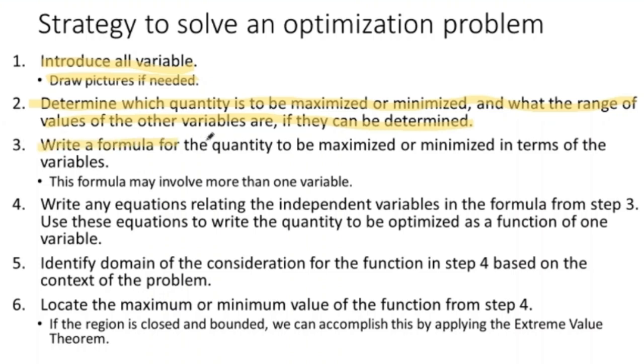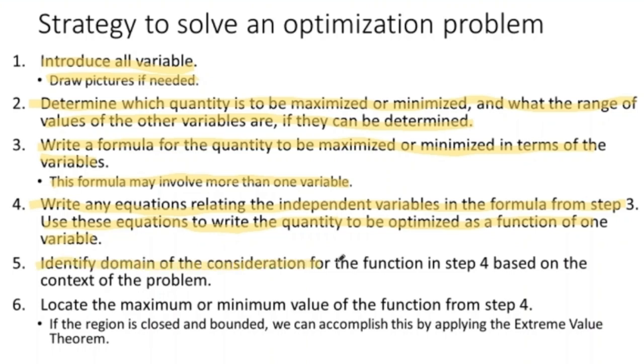From there, you want to write a formula for the quantity to be maximized in terms of the variables. And keep in mind, this formula may involve more than one variable to start. In situations where the equation that we've derived in step 3 has many independent variables, we do want to write an equation relating the independent variables in the formula from step 3. Using these equations, we can rewrite the quantity to be optimized as a function of a single variable. Steps 1 through 4 can be the hardest part of the optimization problem. However, if you are organized with the information, drawing pictures, naming variables, looking at relationships between the variables, you will be able to find a function of one variable that can be optimized.